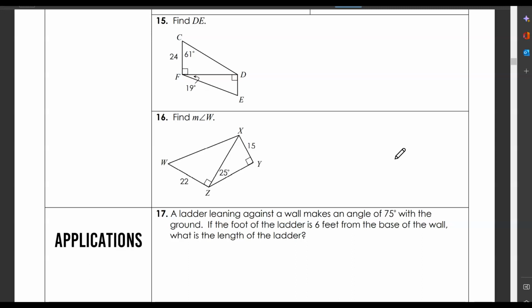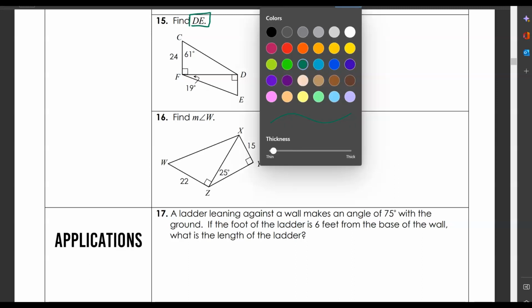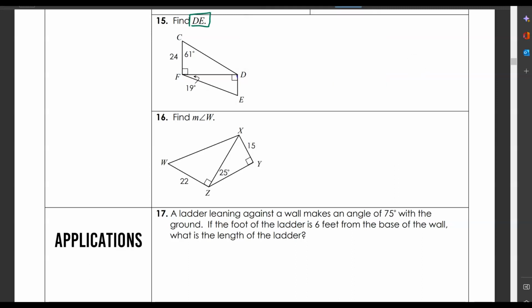All right, let's go ahead and look at some more complex shapes here and finding what is being asked of us. So for number 15, we want to find DE. So DE is the line segment that goes from D to E here. Okay, so this is the side that we want to find, right? And so we can go ahead and label this X.